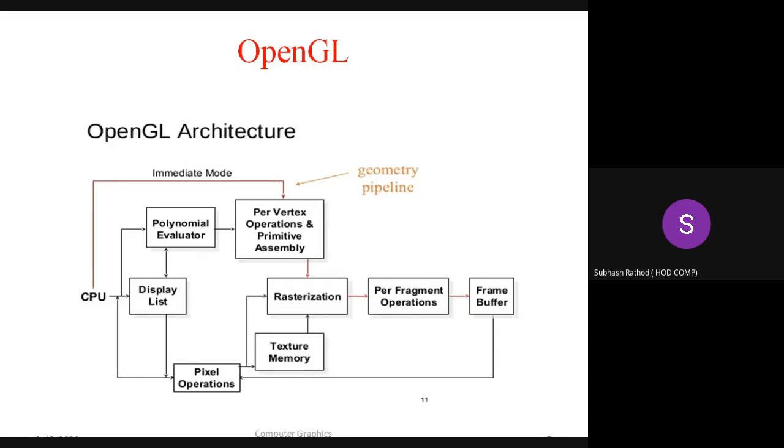Texture memory is also there. It is a memory where the texture values of a particular image or particular text are stored. This component is responsible for that.